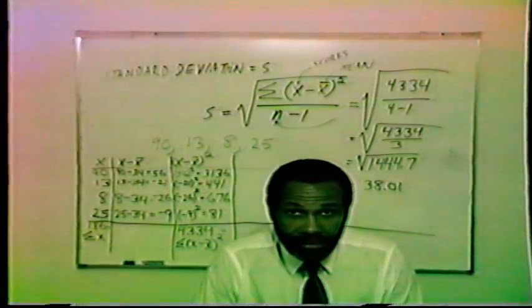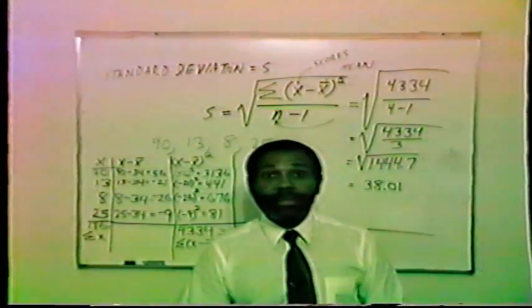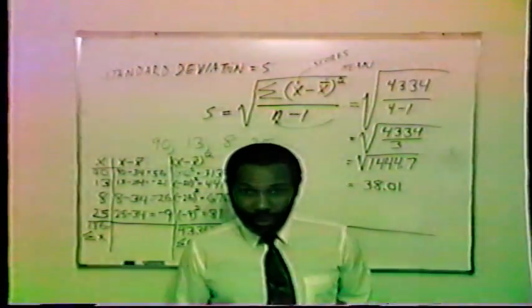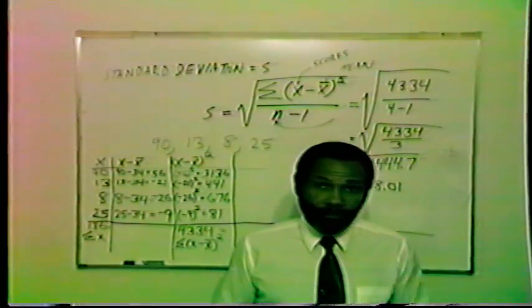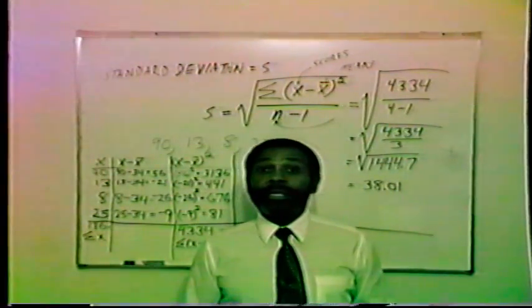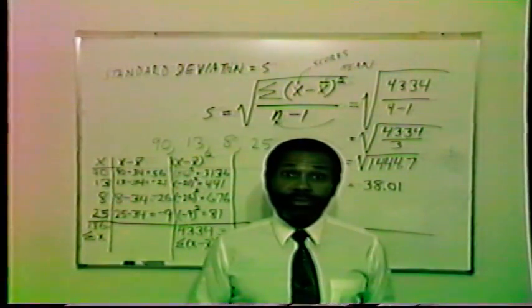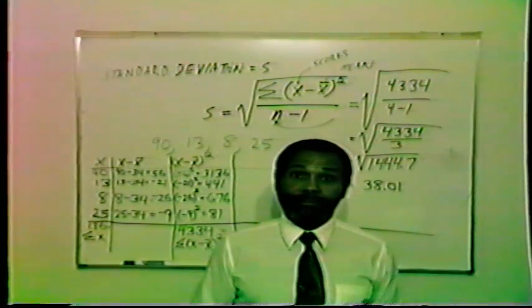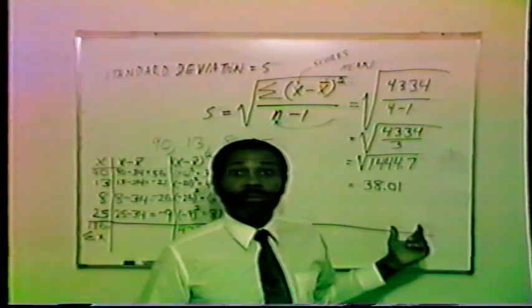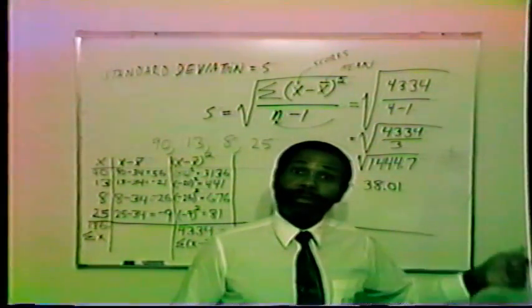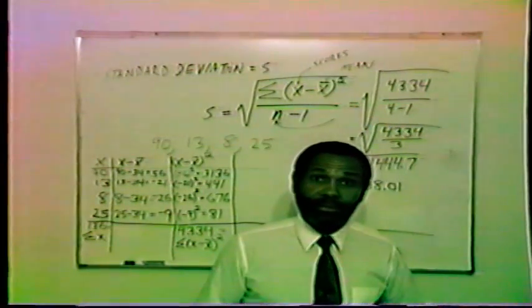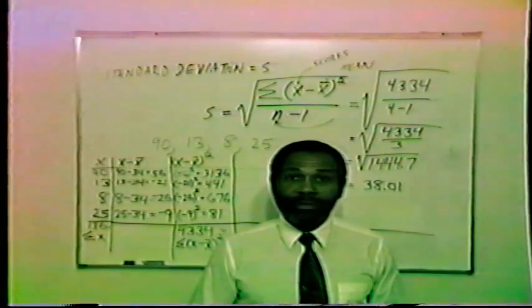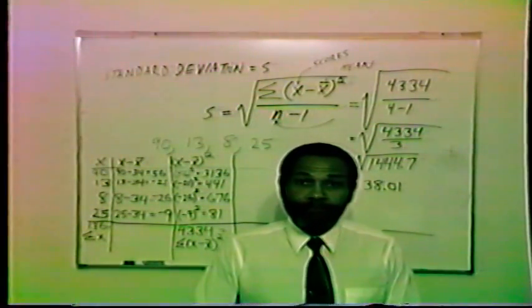So the standard deviation is usually considered a better measure of dispersion than the range. One reason for this is that the range is computed only by using two numbers in the data set. To compute the standard deviation, you use each and every number in the data set. So that's one reason the standard deviation is considered a better measure of dispersion than the range.